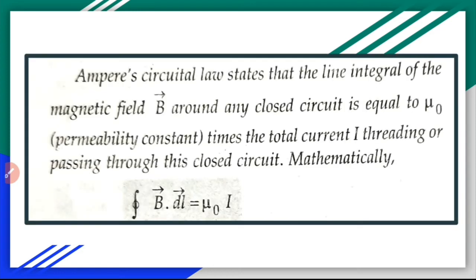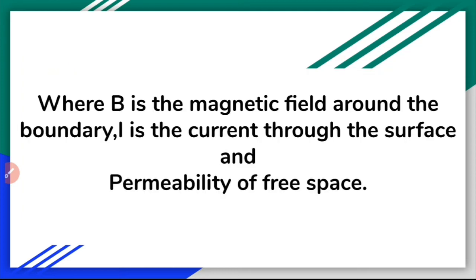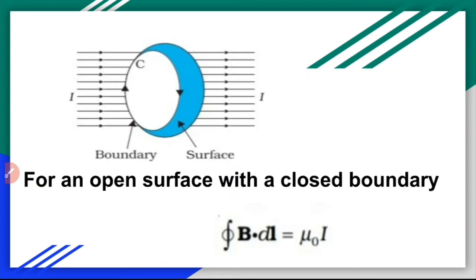You can state it like this also: Ampere's Circuital Law states that the line integral of the magnetic field B around any closed circuit is equal to mu 0 times the total current threading or passing through this closed circuit. So it becomes closed integral B dot dl is equal to mu 0 I. In any form you can state the general form of Ampere's Circuital Law. This is called the general form, because another simple form is there, but this is the general form stated by Ampere.